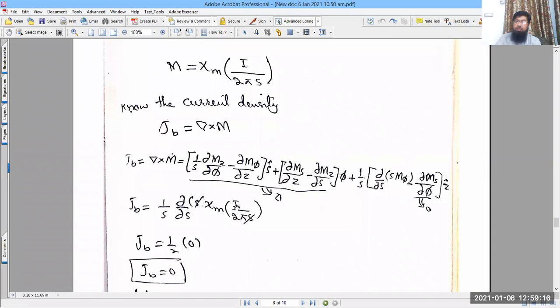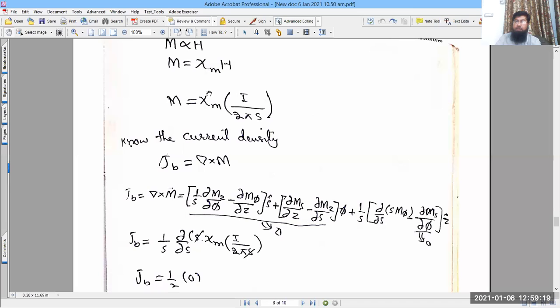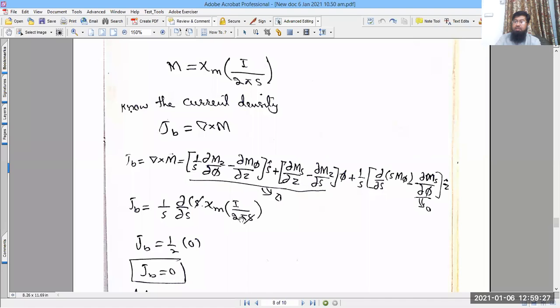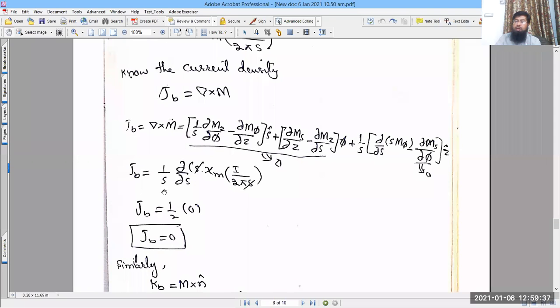This is M phi which is equal to I upon 2 pi s, chi of m, I upon 2 pi s. s cancels here, the other term is constant, so the derivative of this constant term is 0. So this 0 multiplied with 1/s gives you 0. So the volume current density of the bound charges is 0. So the volume current density of the bound charges is not contributing into the magnetization. This is clear now. Only the surface current densities will contribute into the magnetization.